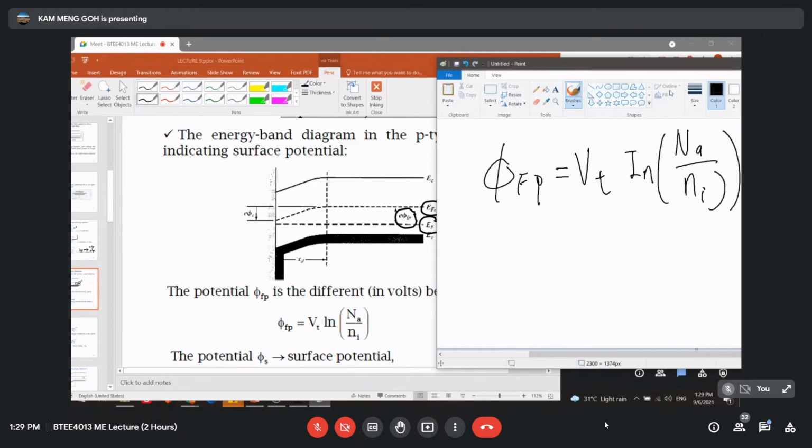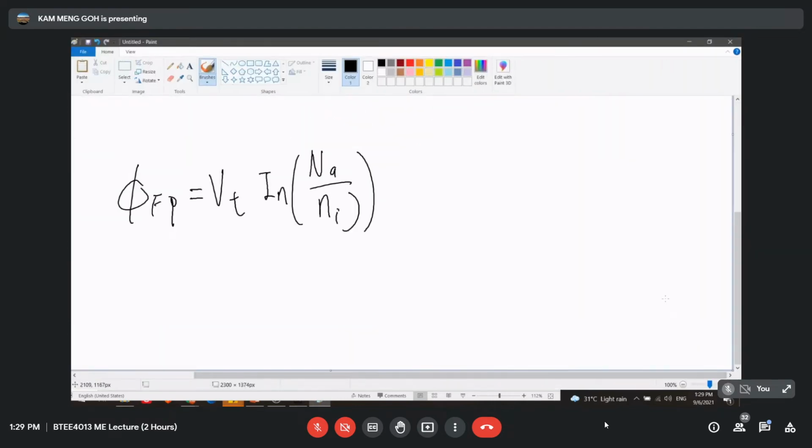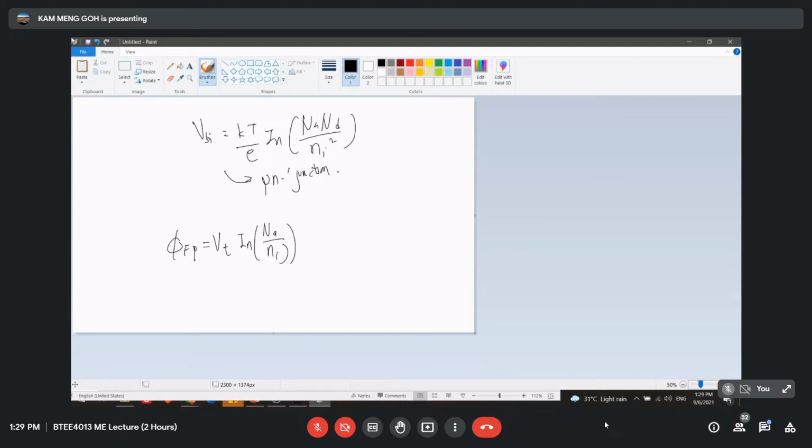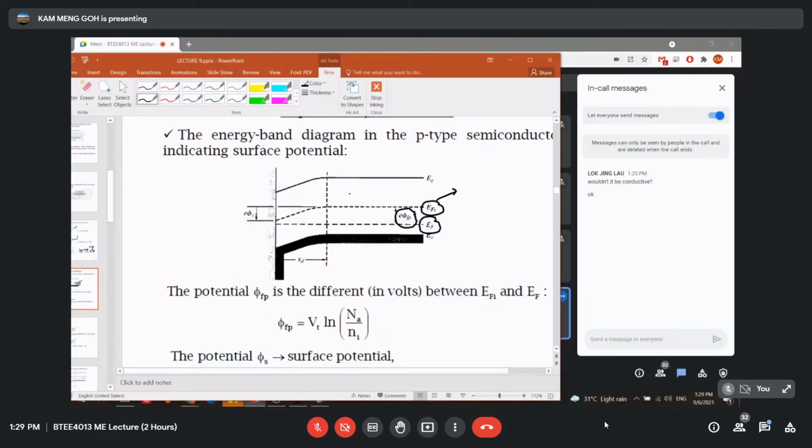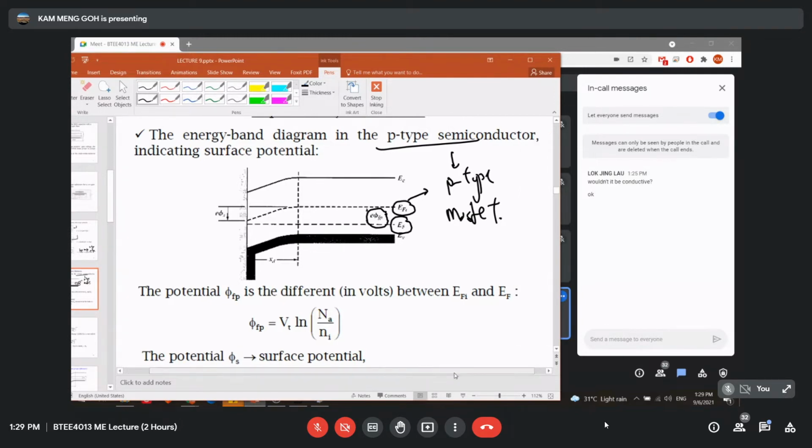So compare back to the built-in barrier. You can see that both formulas are quite similar, except it doesn't have the ND; it takes out one part. Why? Because this is only the p-type semiconductor in this case. We are going to deal with the p-type MOSFET. Okay, so this thing will be much simpler.